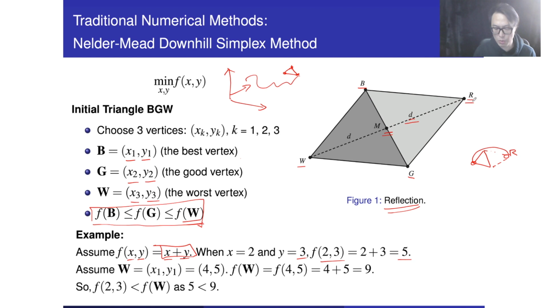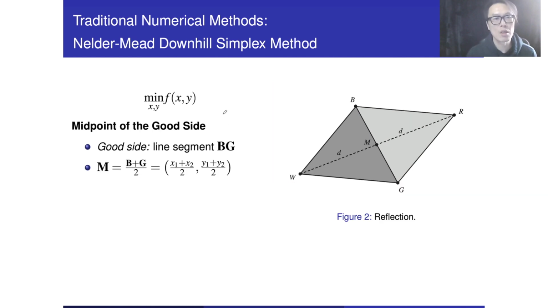Okay, let's see the equation for this. This is the minimization problem with two variables, the cost function f(x, y). The midpoint must lie on the BG side, so the midpoint is (B plus G) divided by 2. So assume that B is x1, y1, and the G point is x2, y2. The midpoint would be x1 plus x2 divided by 2, and the y coordinate is y1 plus y2 divided by 2. So this is the midpoint.